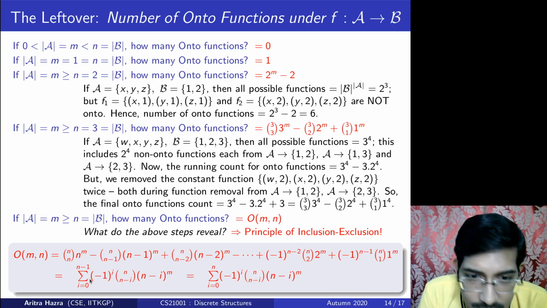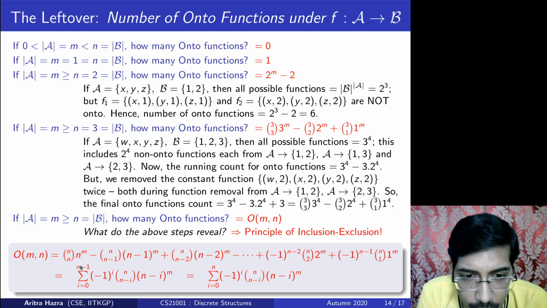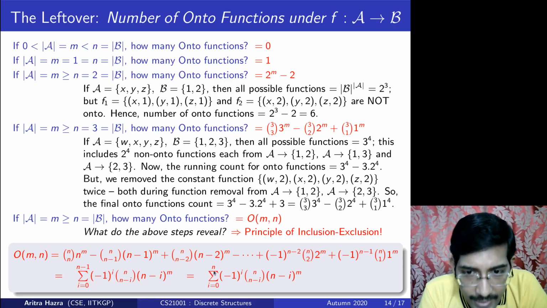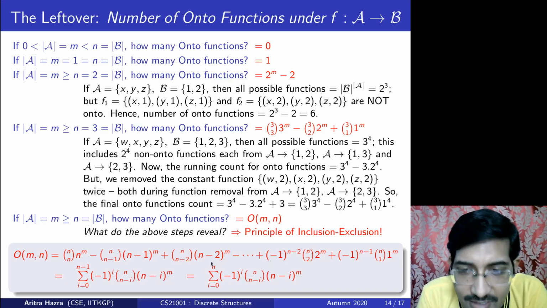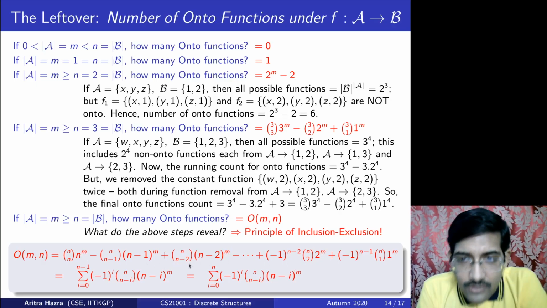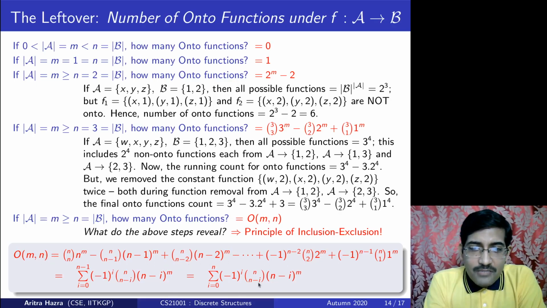So this is the closed form: the sum over i equal to 0 to n minus 1 of (minus 1) to the power i, n choose i, times (n minus i) to the power m. Now I can also extend it to n, because if I put n here instead of n minus 1, I am just adding 0, since n minus n cancels. So this is a better looking formula than all this jugglery. So I say that this is my number of onto functions.